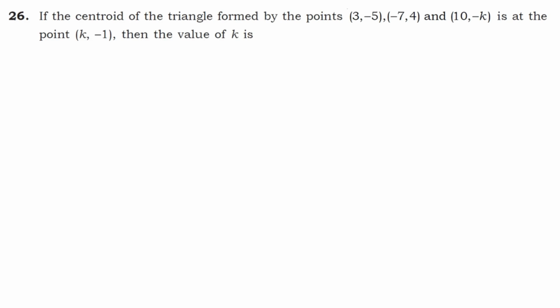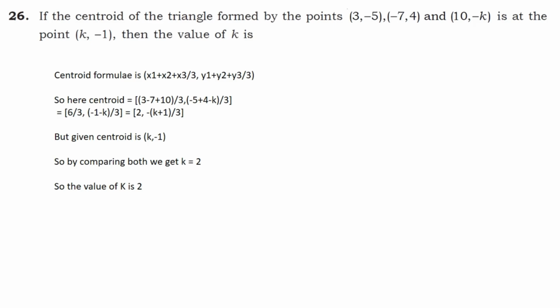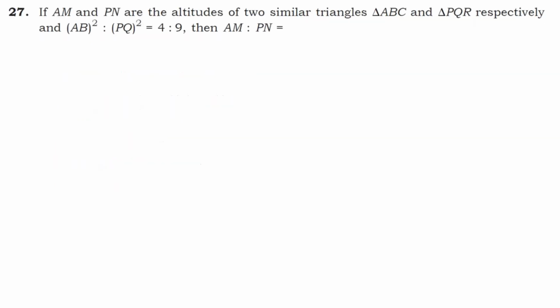So next question. If the centroid of the triangle formed by the points (3, -5), (-7, 4) and (10, -k) is at the point (k, -1), then the value of k is. Centroid formula: (x1 plus x2 plus x3) by 3, (y1 plus y2 plus y3) by 3. So we have here 3 points of the triangle. You can substitute easily in that formula, and by that you can get k value as 2. So the value of k is 2.